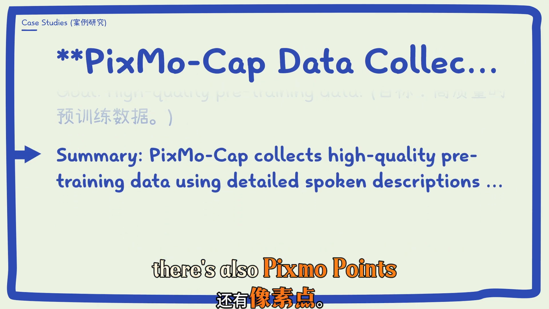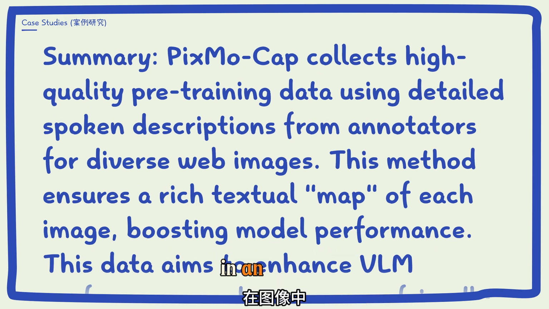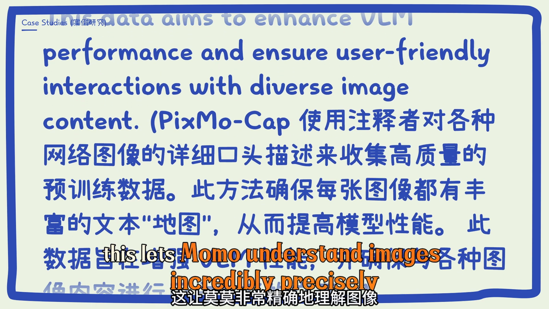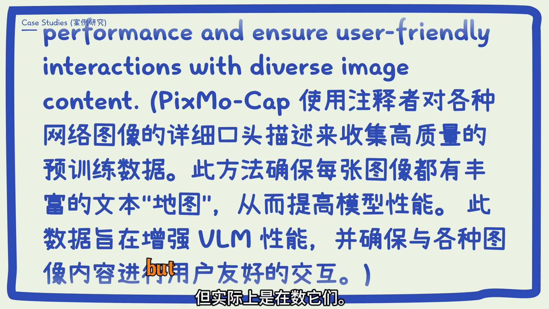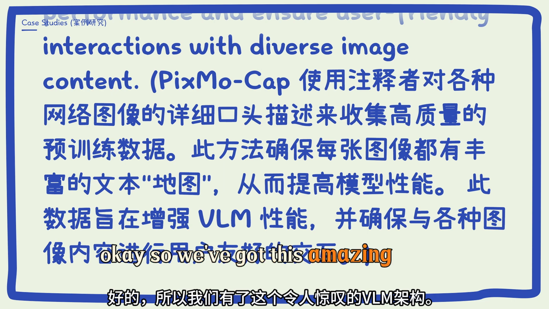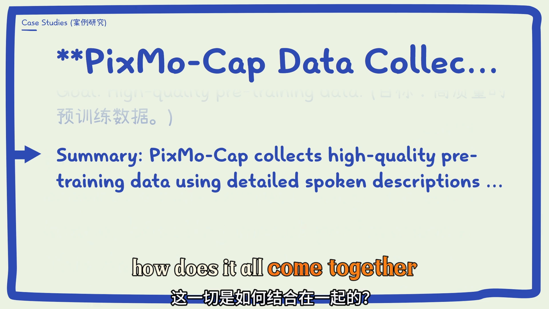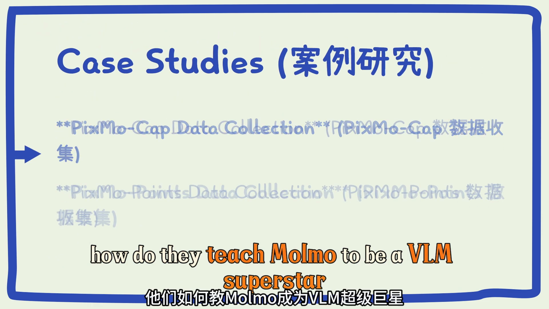There's also PixMo Points, all about connecting language to specific pixels in an image. This lets Molmo understand images incredibly precisely, even allowing it to count things. Like not just telling you there are apples in a picture, but actually counting them. That is impressive. Okay, so we've got this amazing VLM architecture, these groundbreaking data sets. How does it all come together? Talk to me about the training process. How do they teach Molmo to be a VLM superstar?